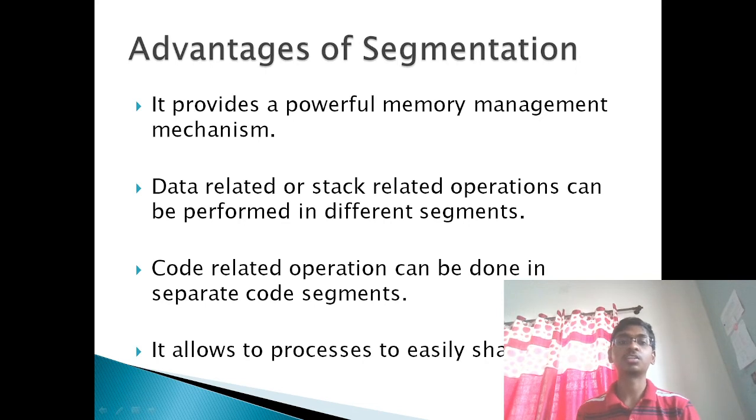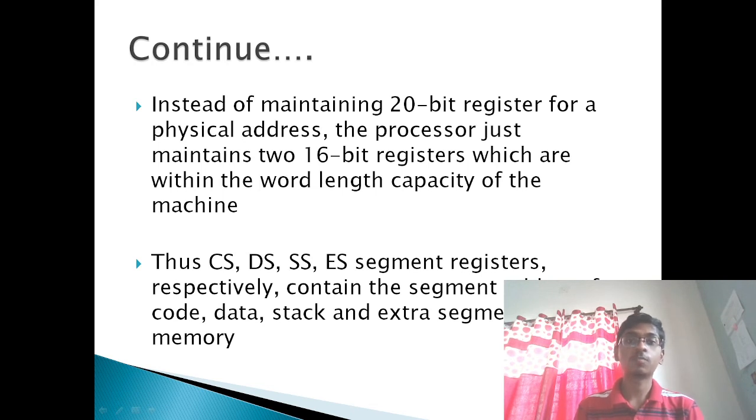Another advantage of segmentation is that data related or stack related operations can be performed in different segments. Another, it allows the memory capacity to be 1 MB even though the addresses associated with the individual instructions are 16 bits wide. Correlated operations can be done in separate code segments, and it allows processes to easily share data. Instead of maintaining 20-bit registers for a physical address, the processor just maintains 16-bit registers, which are within the word length capacity of the machine.